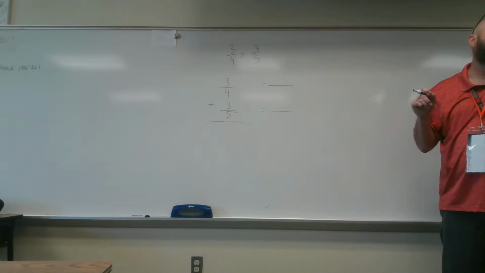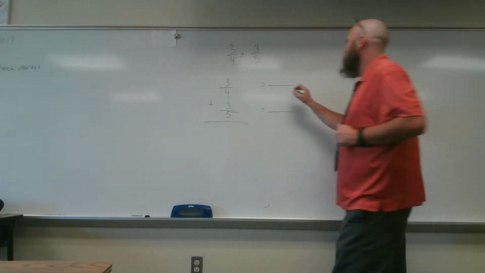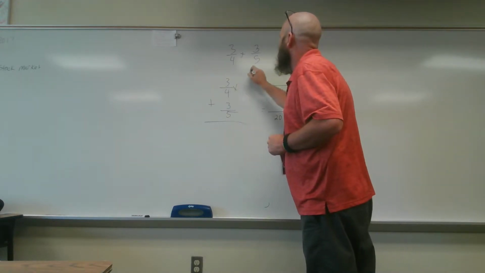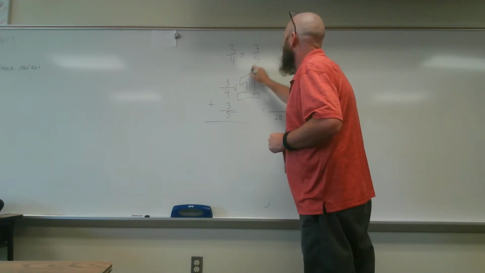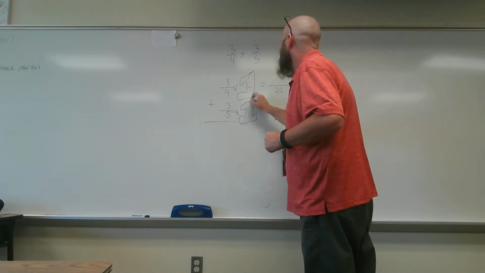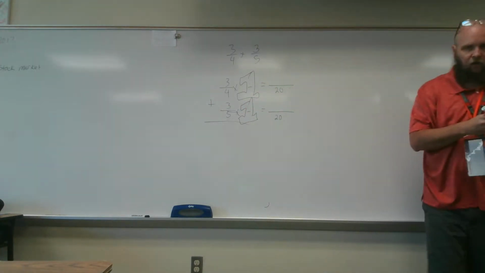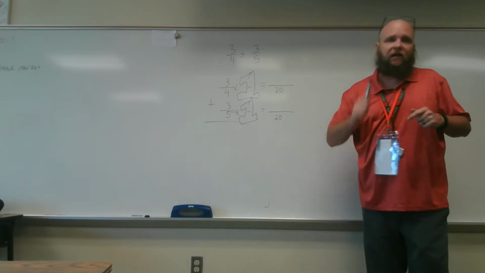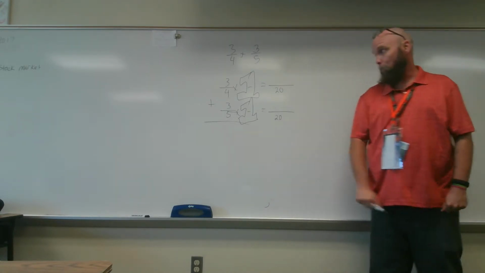The common denominator is 20. Excellent. Neither one of these are 20. So that means I need to multiply these fractions by a fraction that equals 1. I multiply by a fraction that equals 1 because it doesn't change the value when you multiply by 1. We're changing the way it's written. Like 60 minutes is an hour.